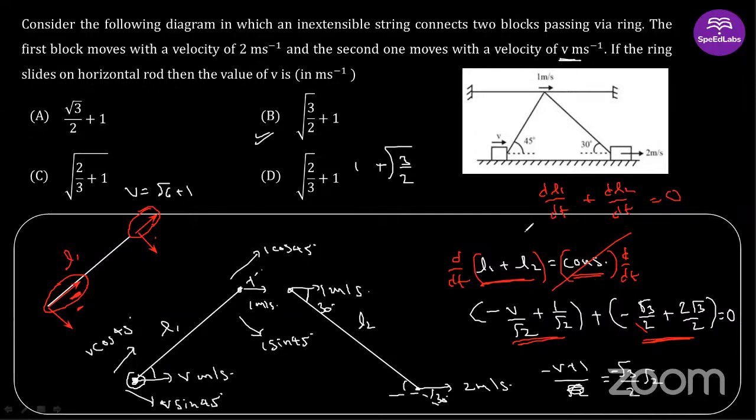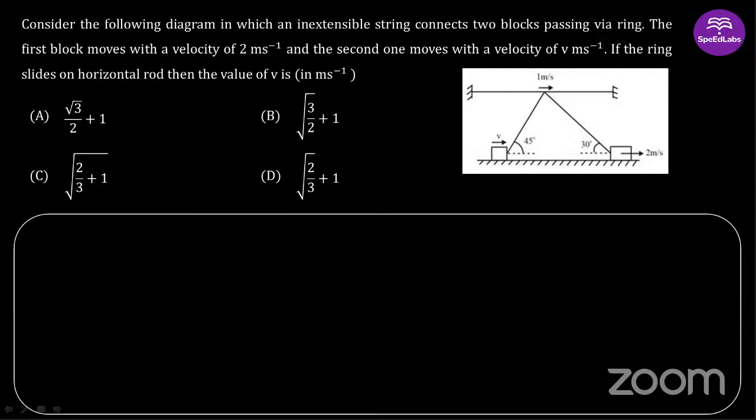Is it clear? If the component is trying to decrease the length, you write it as negative. If it is trying to increase the length, you write it as positive. So here this component was decreasing, so negative, and this component was positive. Make sense?